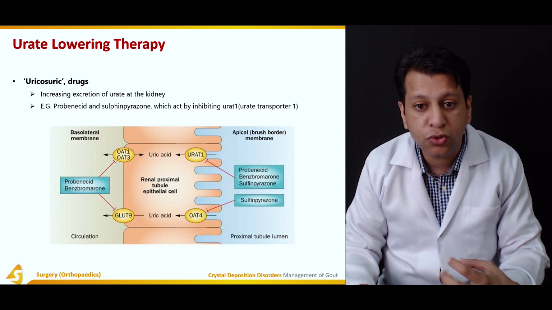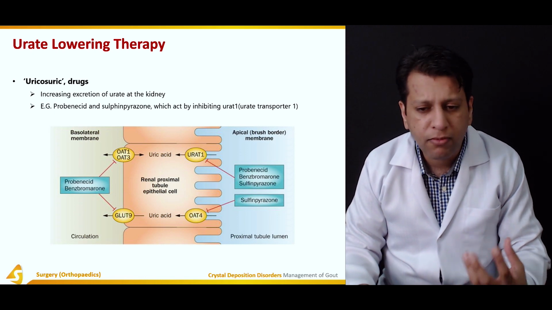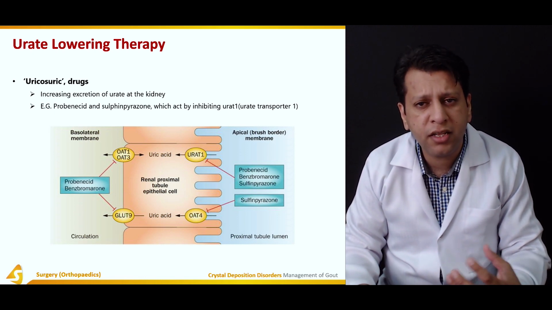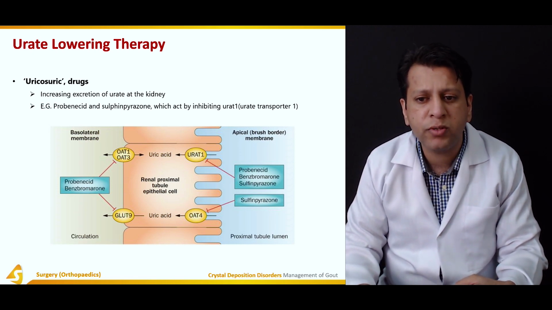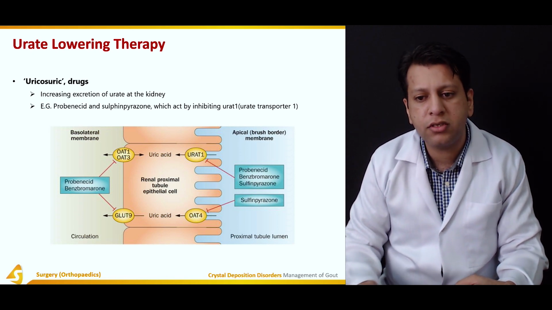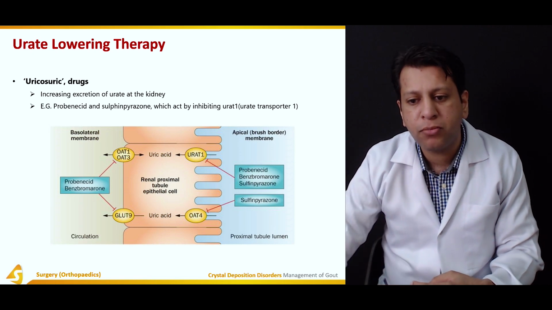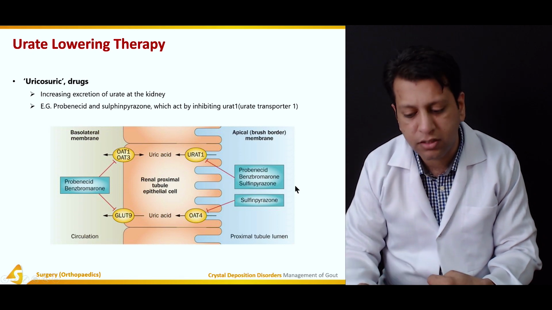Coming to the uricosuric drugs, which decrease the amount of uric acid in the blood by increasing its excretion. These include probenecid and sulfinpyrazone, which act by inhibiting URAT1, the urate transporter 1. As you can appreciate, this is in the proximal tubules of the kidney on the apical border, and the uric acid is absorbed back across the basolateral membrane. But once this is blocked, the uric acid cannot be absorbed back, and there is increased excretion from the body.